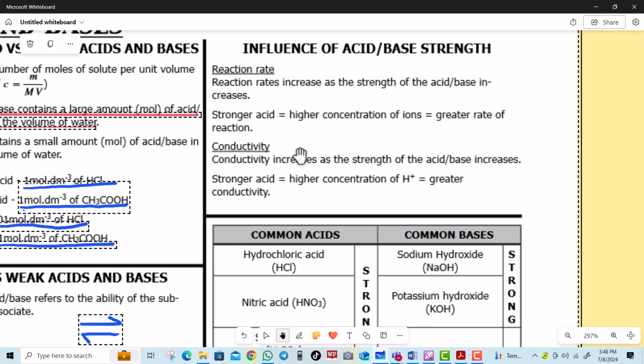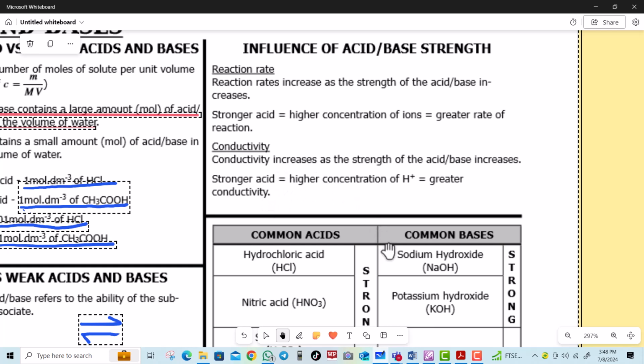Also regarding conductivity, conductivity increases as the strength of the acid or base increases. A stronger acid leads to a higher concentration of protons, leading to a greater conductivity. So note that the stronger the acid, the greater the conductivity.